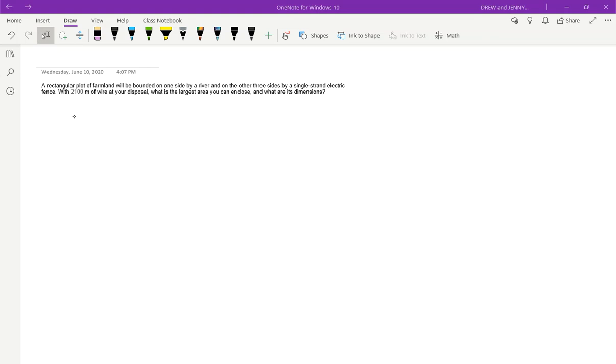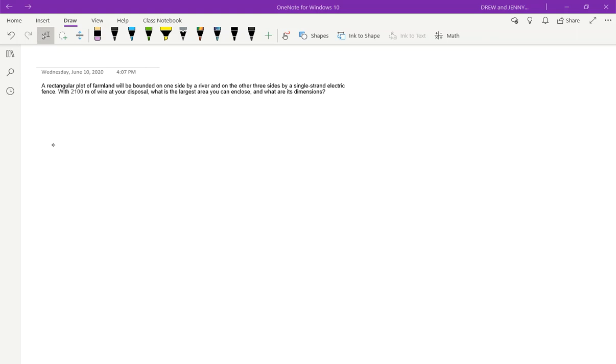This question reads, a rectangular plot of farmland will be bound on one side by a river and on the other three sides by a single-stranded electric fence. With 2,100 meters of wire at your disposal, what is the largest area you can enclose, and what are its dimensions? So let's draw a picture.